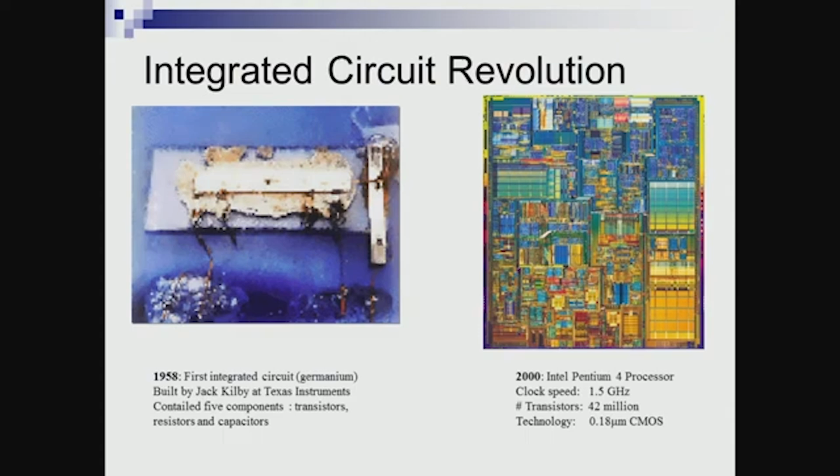That integrated circuit revolution grew so well that in 2000, these are some of the images which Intel releases. This is an Intel Pentium 4 processor in 2000, which had close to 42 million transistors and 1.5 gigahertz speed, using 0.18 micron CMOS technology, so this is a 180 nanometer technology. From 1958, where we had 5 components on a substrate, we have gone up to 42 million components on a substrate, and this is the basic integrated circuit revolution.